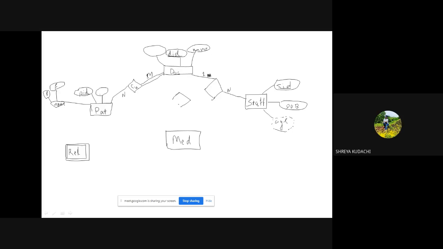Sometimes the doctor gives medicines to take to the patient, and sometimes they write the medicines in a prescription, like in the receipt. They will write it all. So there is a relation between these.